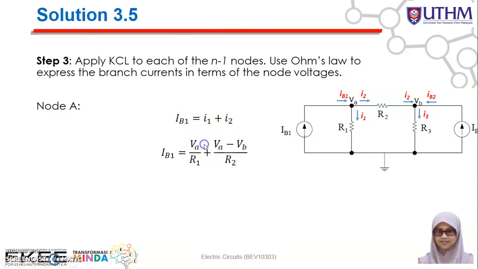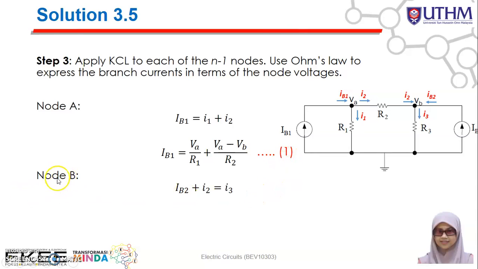So how to apply Ohm's law? IB1 is a current source, so you just copy the IB1. For I1, it will be equal to VA minus 0 divided by R1. So here you have VA over R1. The ground node will be equal to 0, so you can simply assume VA minus ground is 0. VA over R1 plus, the current flows from the higher potential to the lower potential, so VA minus VB divided by R2. So this is considered as equation number 1.